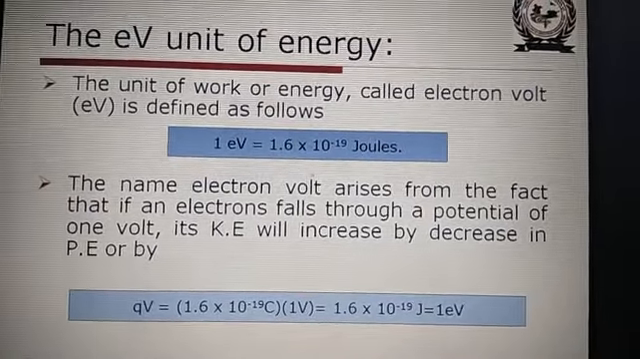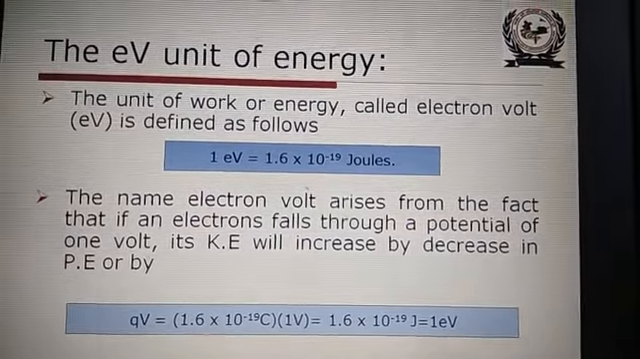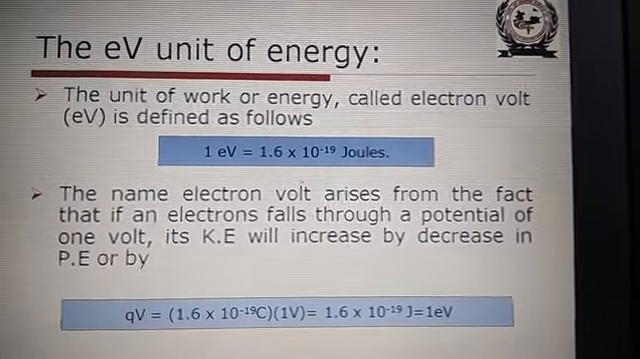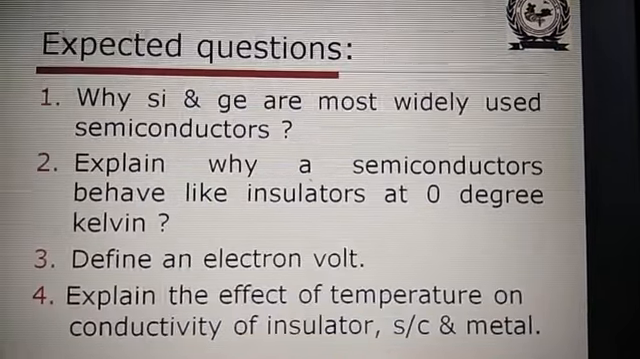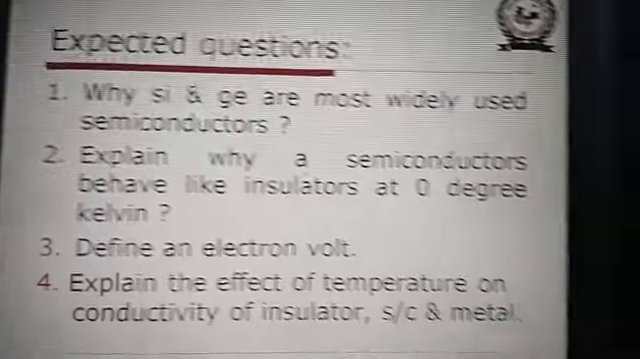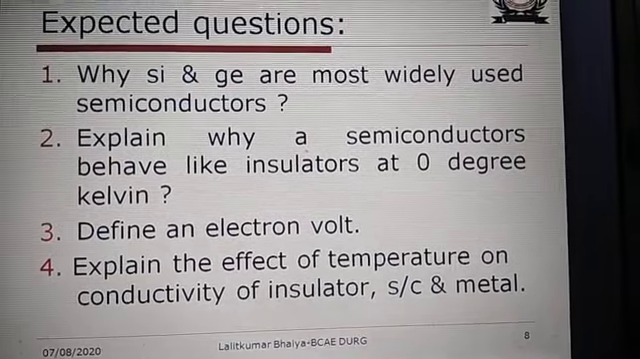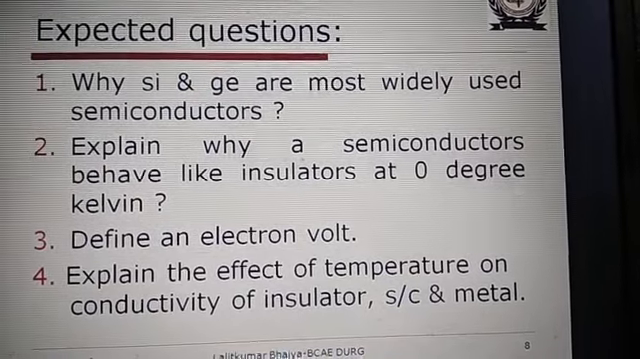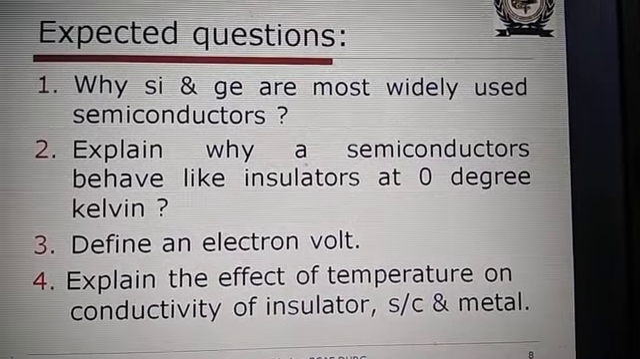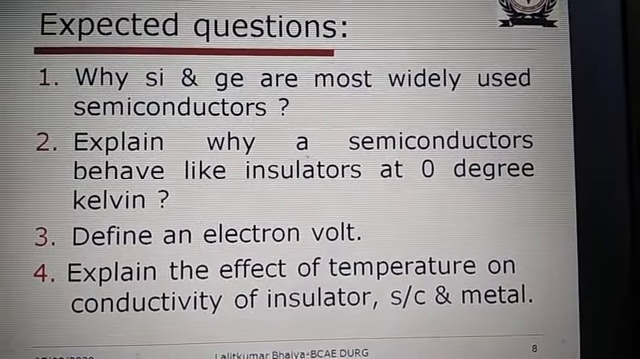So you can have the question, what is eV? You can define 1 eV is equal to 1.6 into 10 raised to minus 19 joules, the unit of work or energy. This is about the basic things of semiconductors which I have taught now. And till now, the expected questions are: number 1, why silicon and germanium are the most widely used semiconductors, that we have seen, orbit theory, temperature, etc.